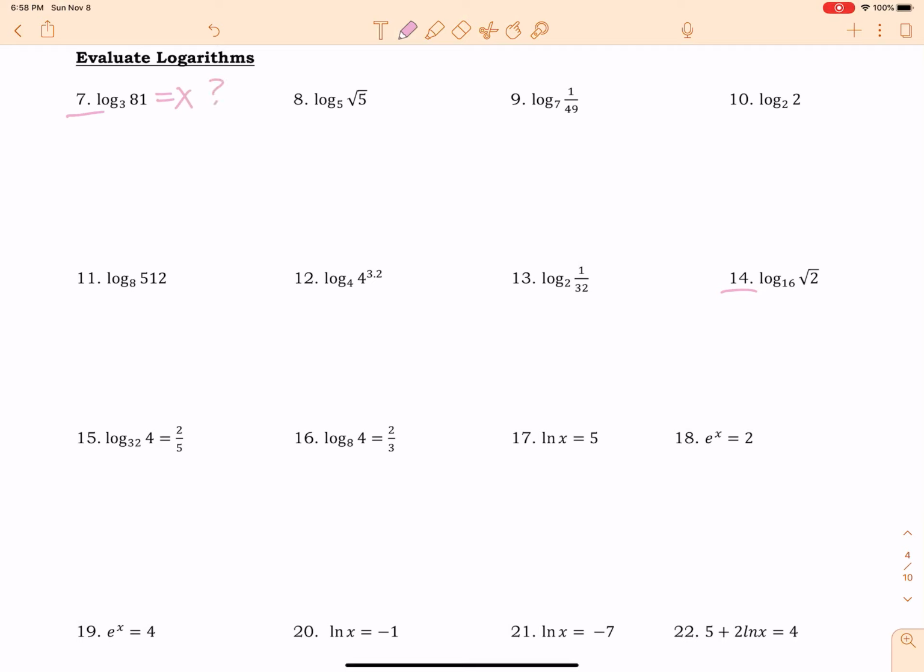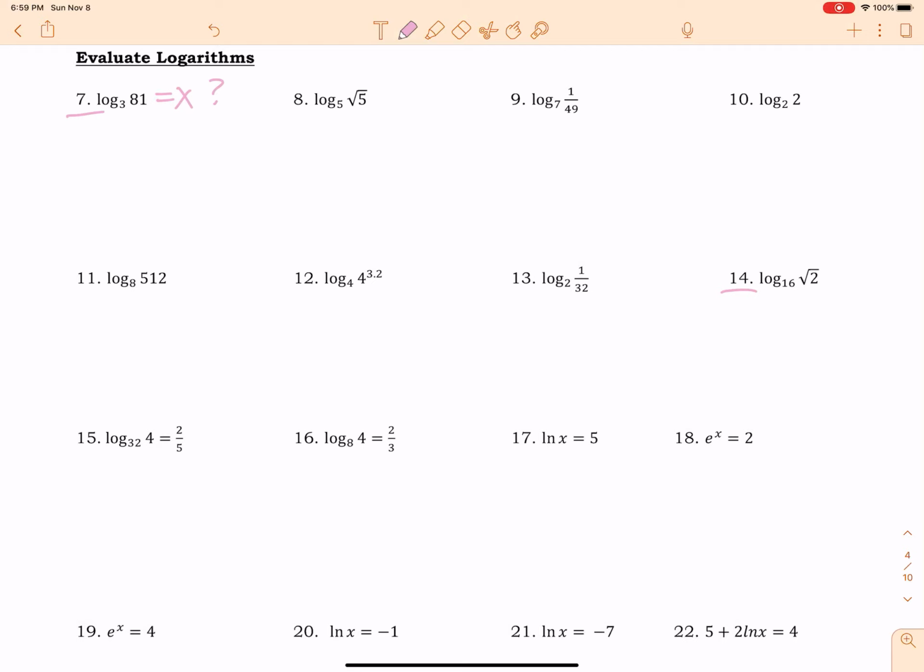So we're going to have to set these equal to x, and then the very next thing we're going to do is put them in exponential form, because that way we can solve for what x is. So that's what we'll do in these first 8 problems. Yes, I can count. All right, so log base 3 of 81 equals x.